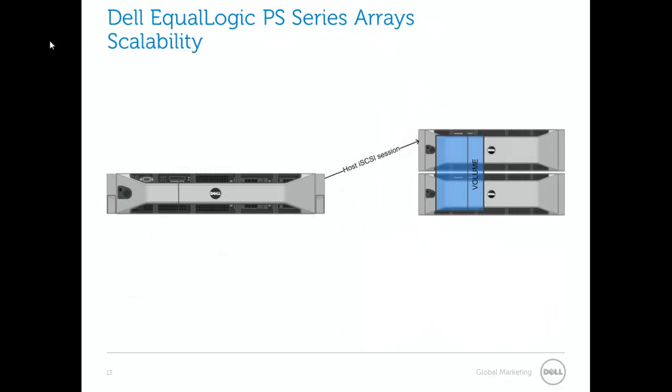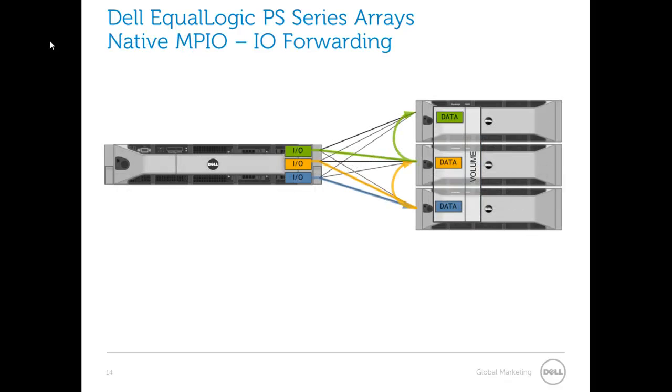To understand how EHCMD works, we must understand Dell EqualLogic PS Series arrays scalability. On the left, there is a Dell server with a single iSCSI session to two PS Series arrays. Notice that when the second PS Series array was added to an existing group and pool, the volume was automatically load balanced between both PS Series arrays. When a third PS Series array is added, the volume is automatically load balanced across the three arrays.